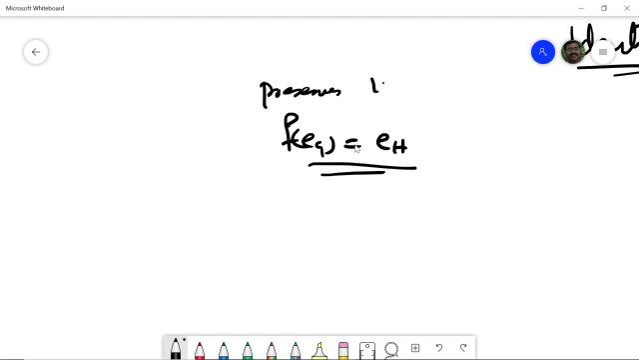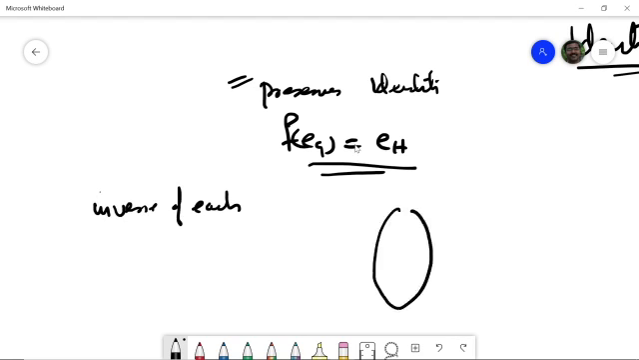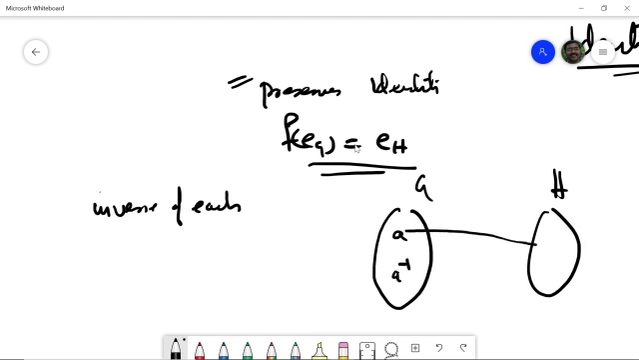This preserves identity. It's an important result. Not only identity, it also preserves the inverse of each element. So what do we mean by that? Consider this G and consider this H. You take A. Since this is a group, A will have an inverse called A inverse. Suppose A is mapped to f of A, and similarly A inverse will be mapped to f of A inverse by this function.